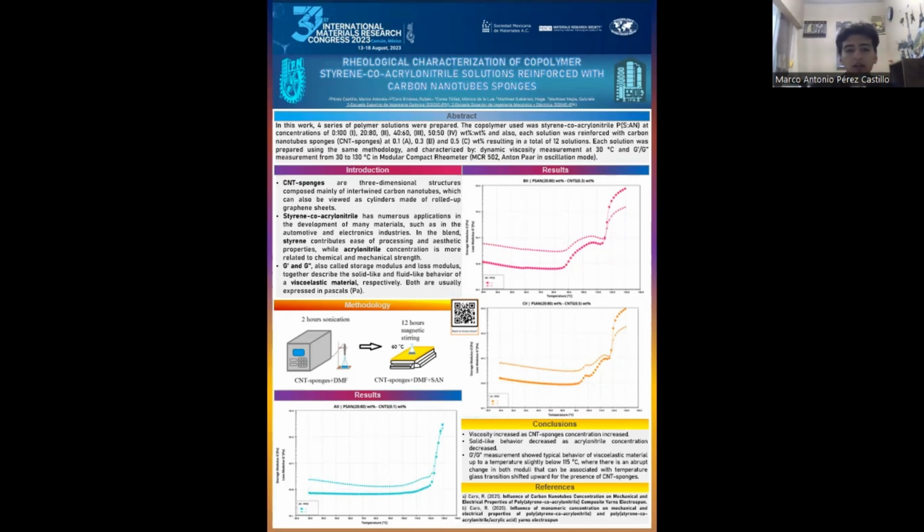And the topic that I will talk about is the rheological characterization of styrene-co-acrylonitrile copolymer solutions reinforced with carbon nanotube sponges. The purpose of the work is to study the effect of the addition of carbon nanotube sponges in solutions of different compositions of the copolymer.